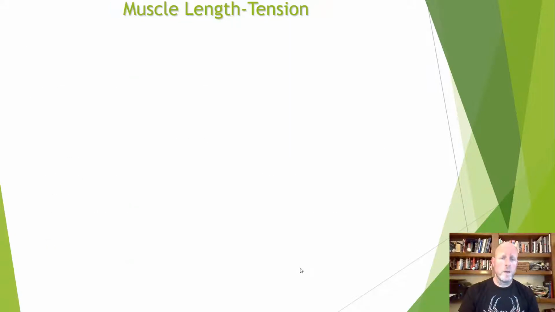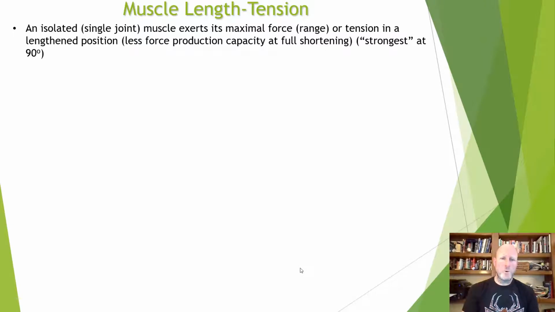Okay. Muscle length tension. An isolated or single joint muscle, basically any muscle that only has attachment at one location on a bone and crosses one joint. Okay, certain aspects of your biceps, not all the biceps, actually are single joint muscles. The biceps brachii is actually more than one bone, whereas the brachialis or brachioradialis are actually single joint muscles.